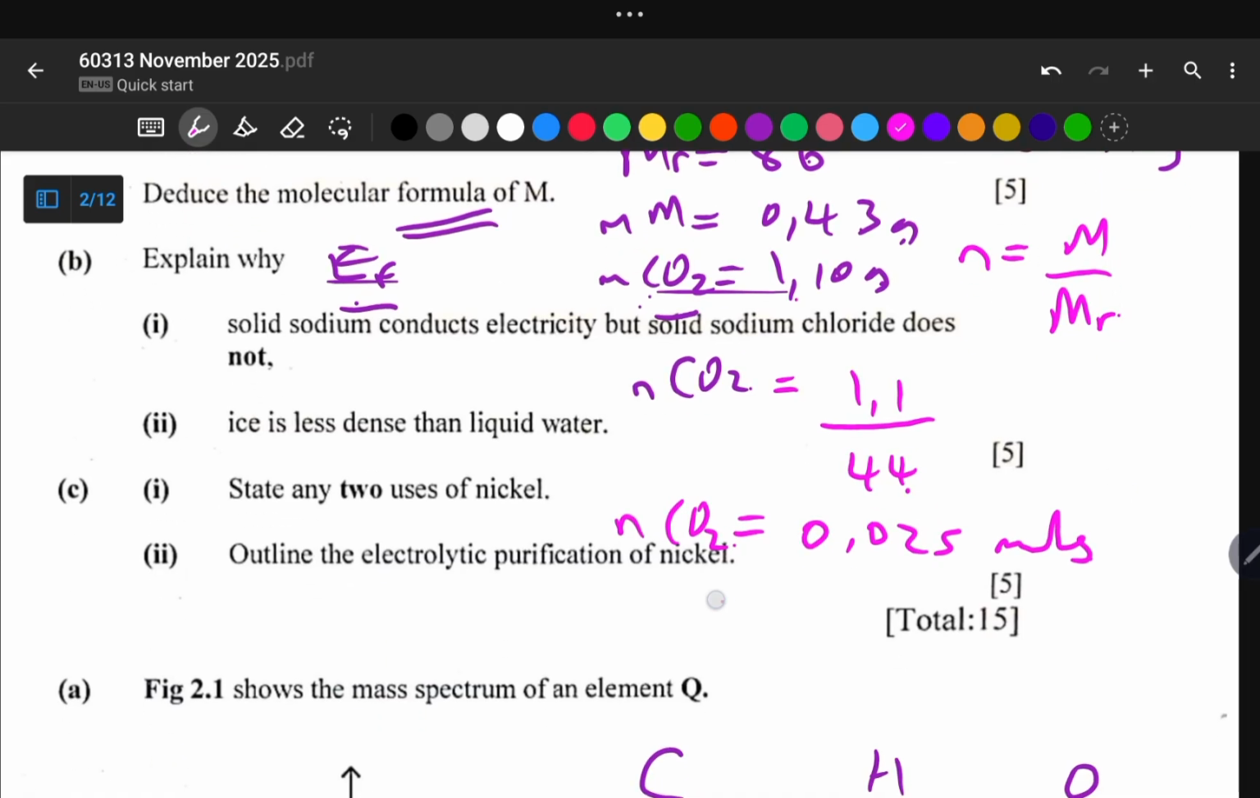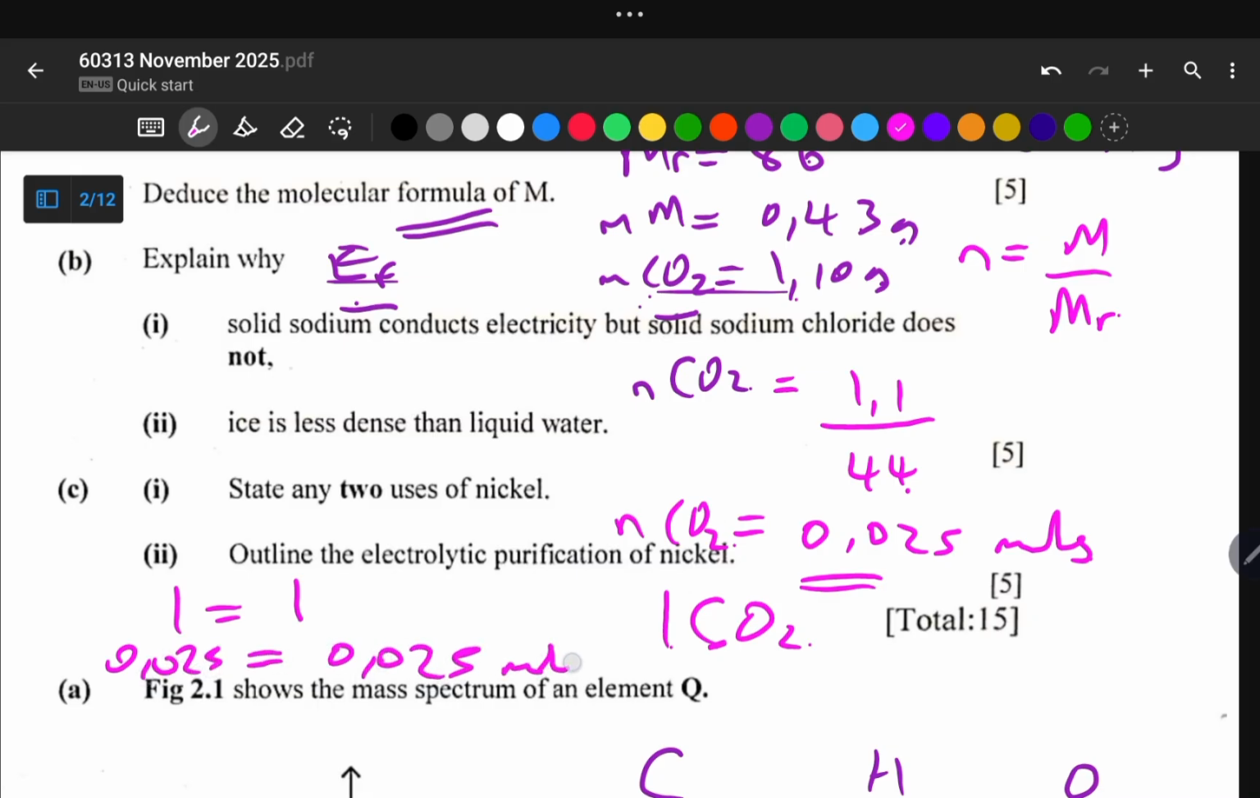And then here we have this 1 mole of carbon dioxide. So 1 mole of carbon dioxide contains 1 mole of carbon atom, right? So here we have 1 mole being equal to 1 mole. This simply means this number of moles, 0.025, is also equal to 0.025. So these are the number of moles of carbon atom.